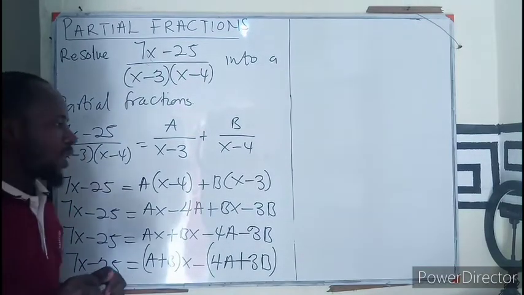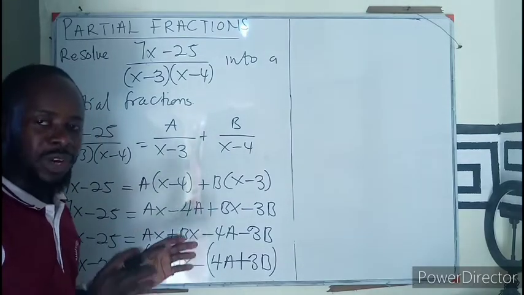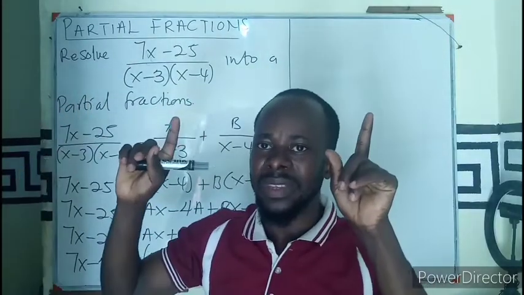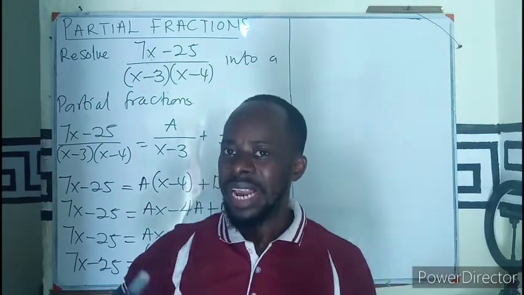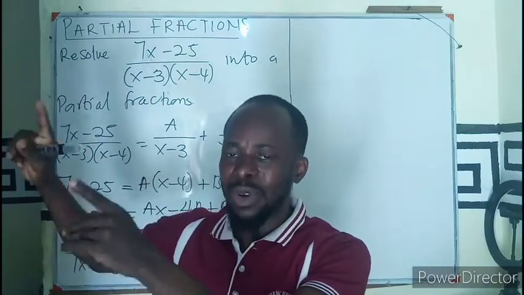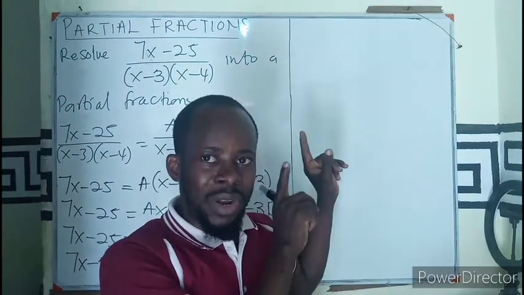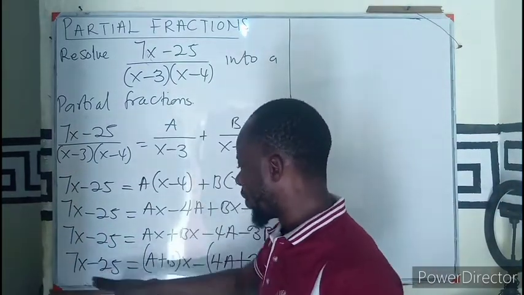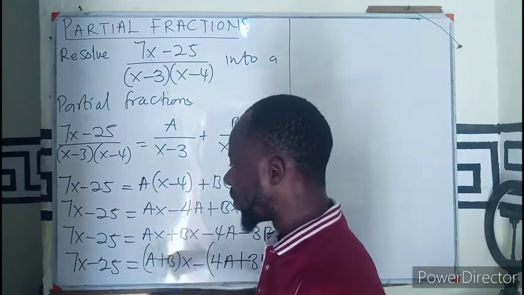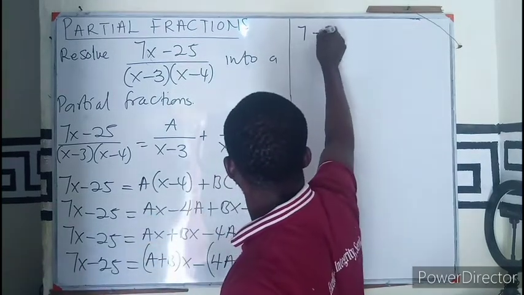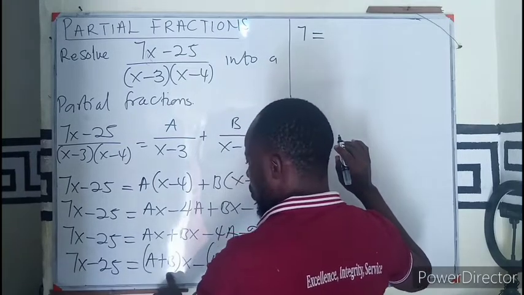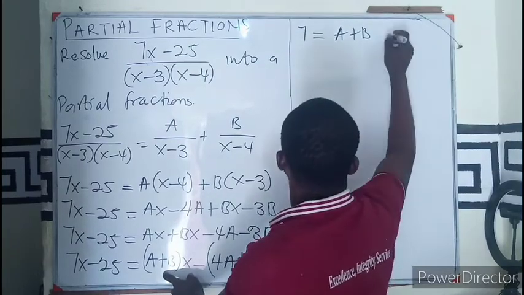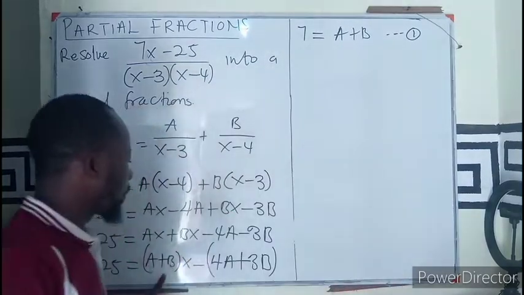Plus. So now, since we are saying that the left equals the right, they are polynomials. It means that the terms of equal degree will have the same coefficient. If the left has a power of 3, as in x to the power 3, the x to the power 3 on the right will have the same coefficient. So I'll be comparing the coefficients. By comparing the coefficients, I'll have 7 as the coefficient of x equals A plus B, which is the coefficient of x here. That will be our first equation.